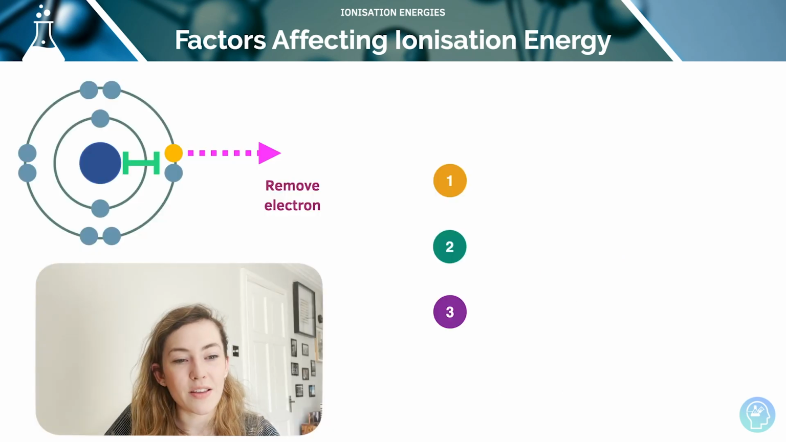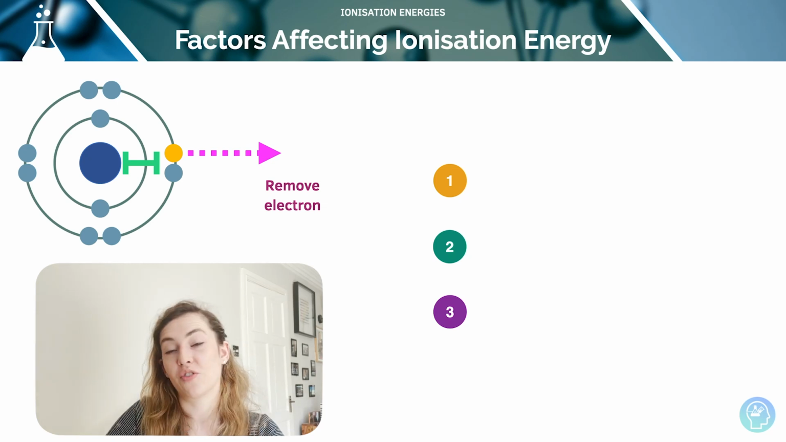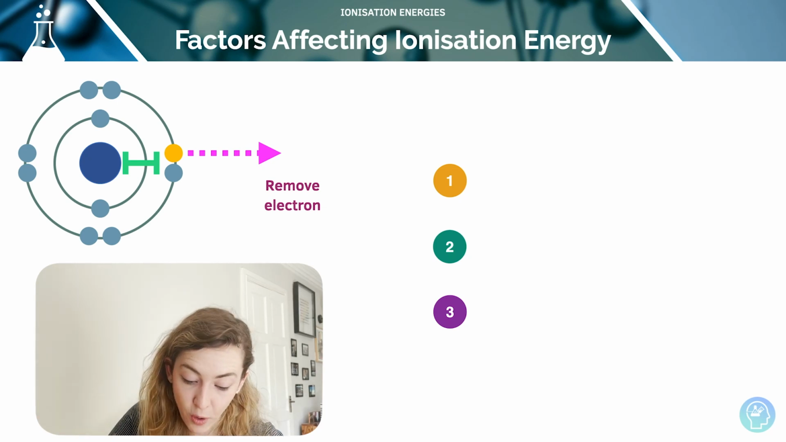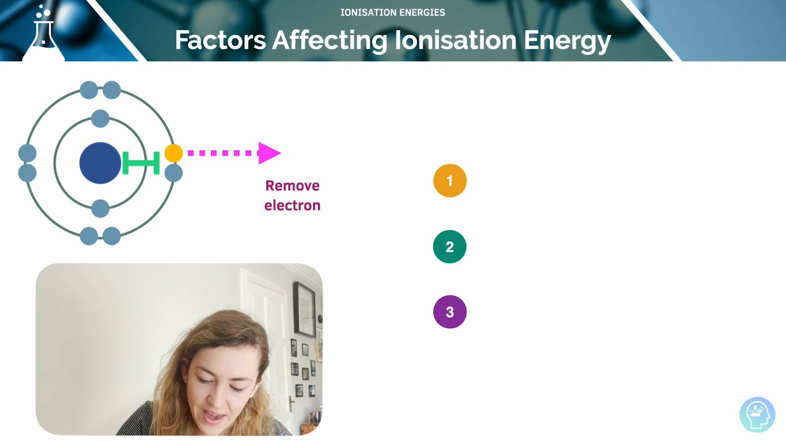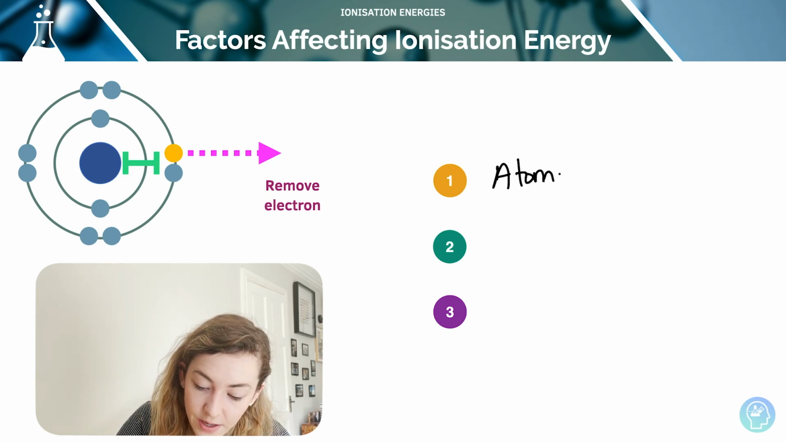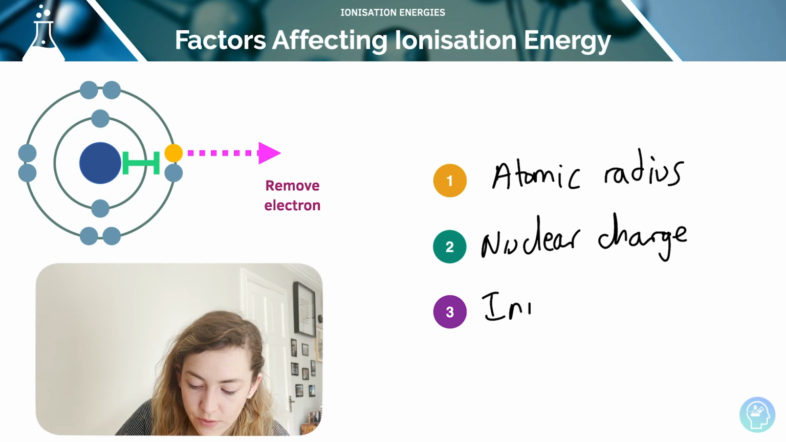The size of the ionization energy is determined by the strength of the attraction from the outermost electron to that positive central nucleus. The stronger the attraction between those two things, the harder it is to remove that outermost electron. So the things that are going to affect that are the atomic radius, the nuclear charge, and how many inner shells there are, or shielding.